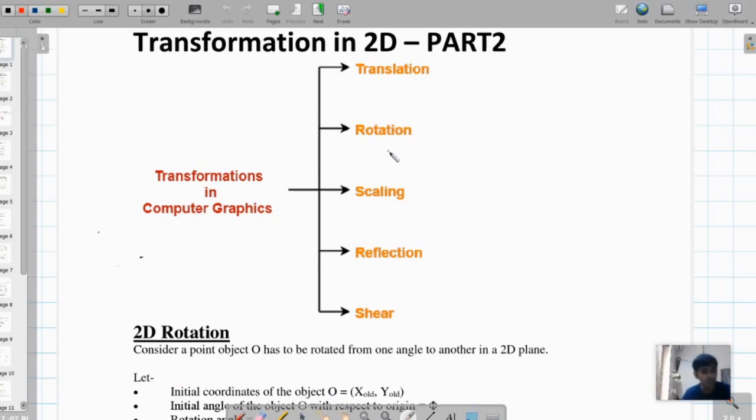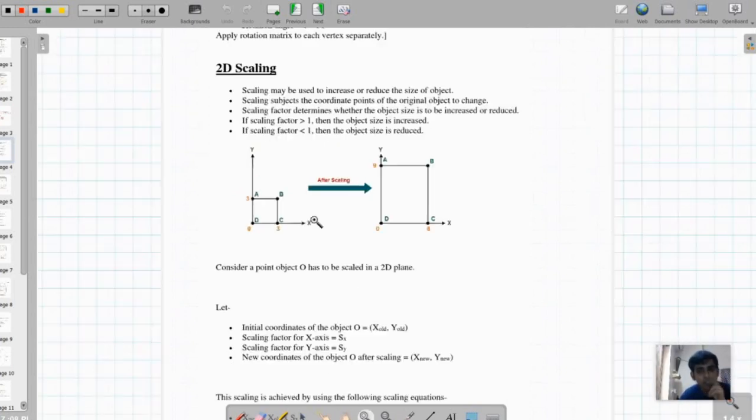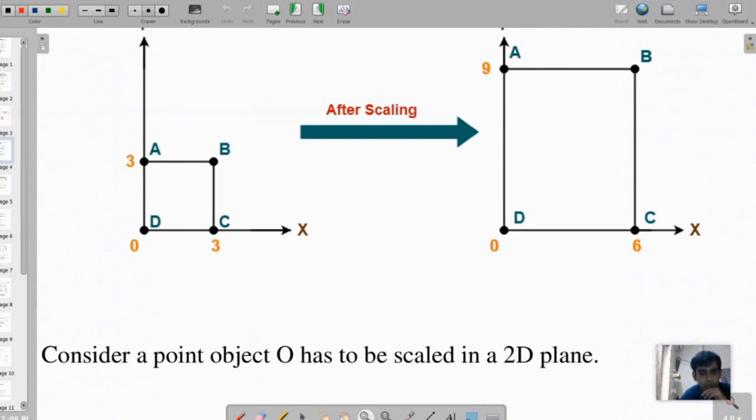Next, we will look at scaling. So, what actually is scaling? In computer graphics, scaling is a process of modifying or altering the size of objects. So, to get an idea of scaling as a whole, first look into this diagram.